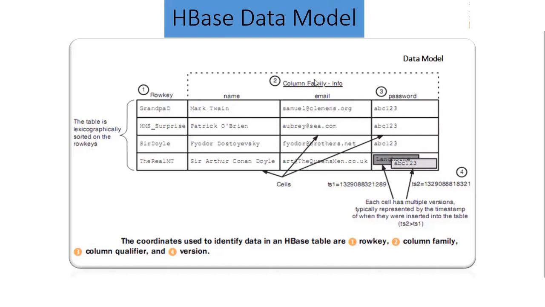The second one is the column family information, which is like the table name. Next is the column qualifier, here that is a password. The fourth one is the version, which is also available. So using these you could easily complete your operations with Hbase.